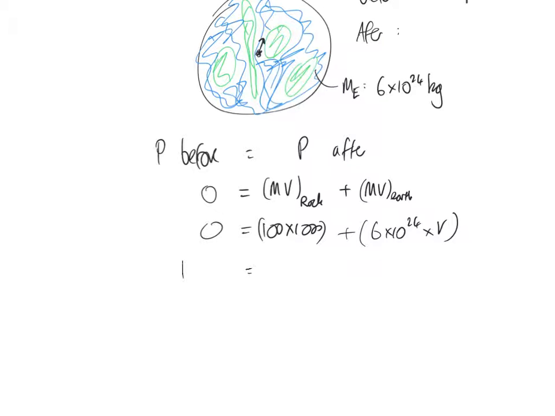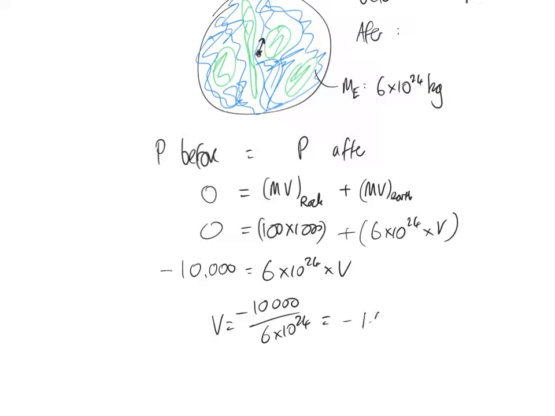100 times 100 is 10,000. And I move that over to the other side by subtracting it. So 100 times 100 is 10,000, then subtract that over to the left-hand side over here. That leaves us 6 times 10 to the 24 times v on this side. So to find v, we need to divide negative 10,000 by 6 times 10 to the 24. We're going to need a calculator for this one. You should get negative 1.67 times 10 to the minus 21 meters per second. Probably too many sig figs there, but oh well. Quite slow as you can see, but it does actually move by that amount.